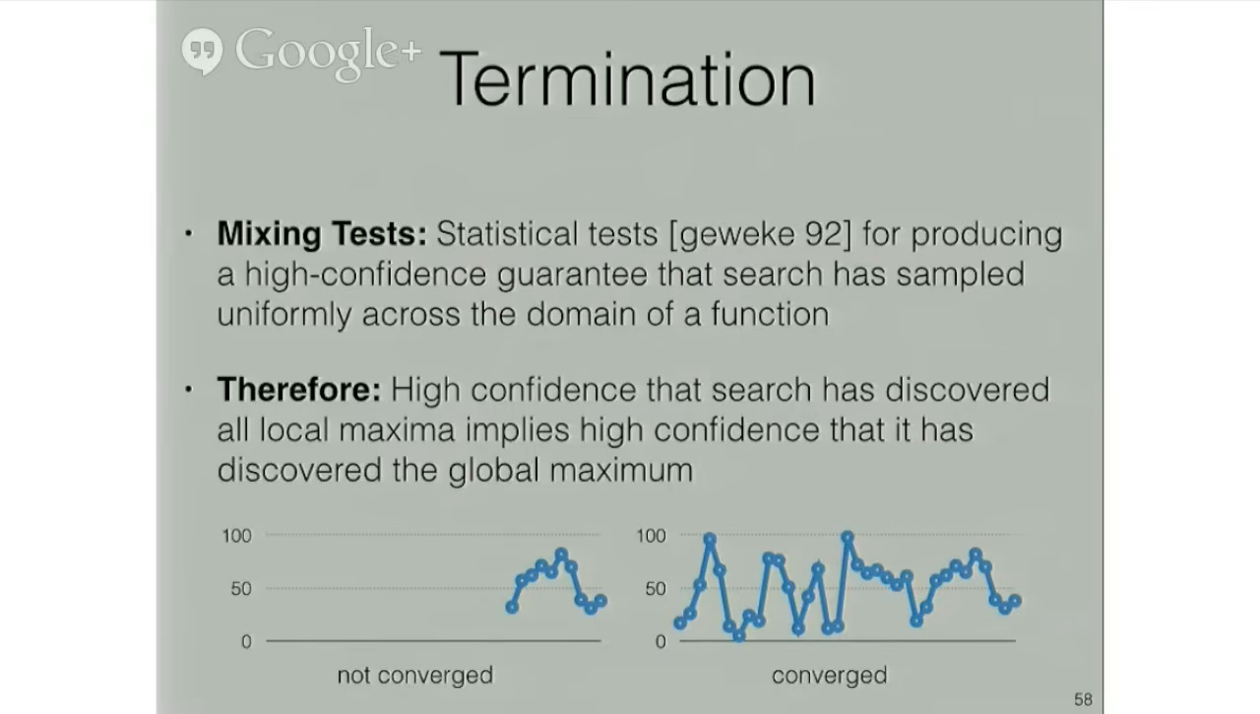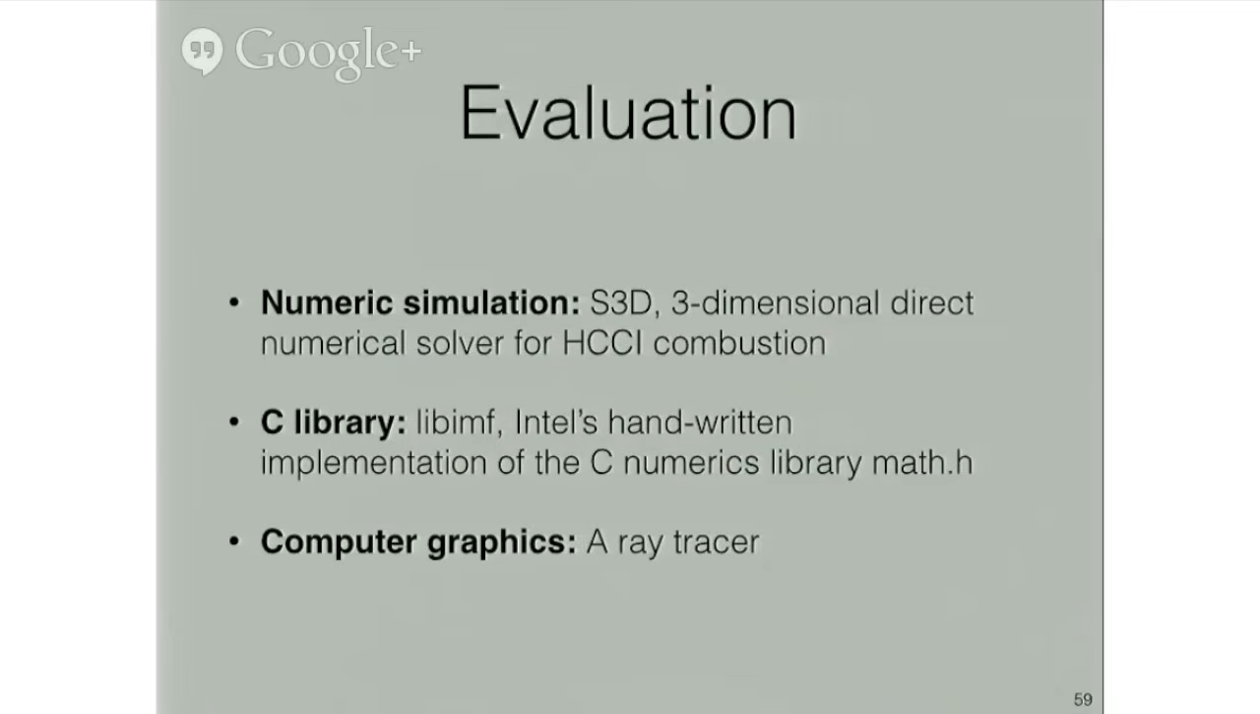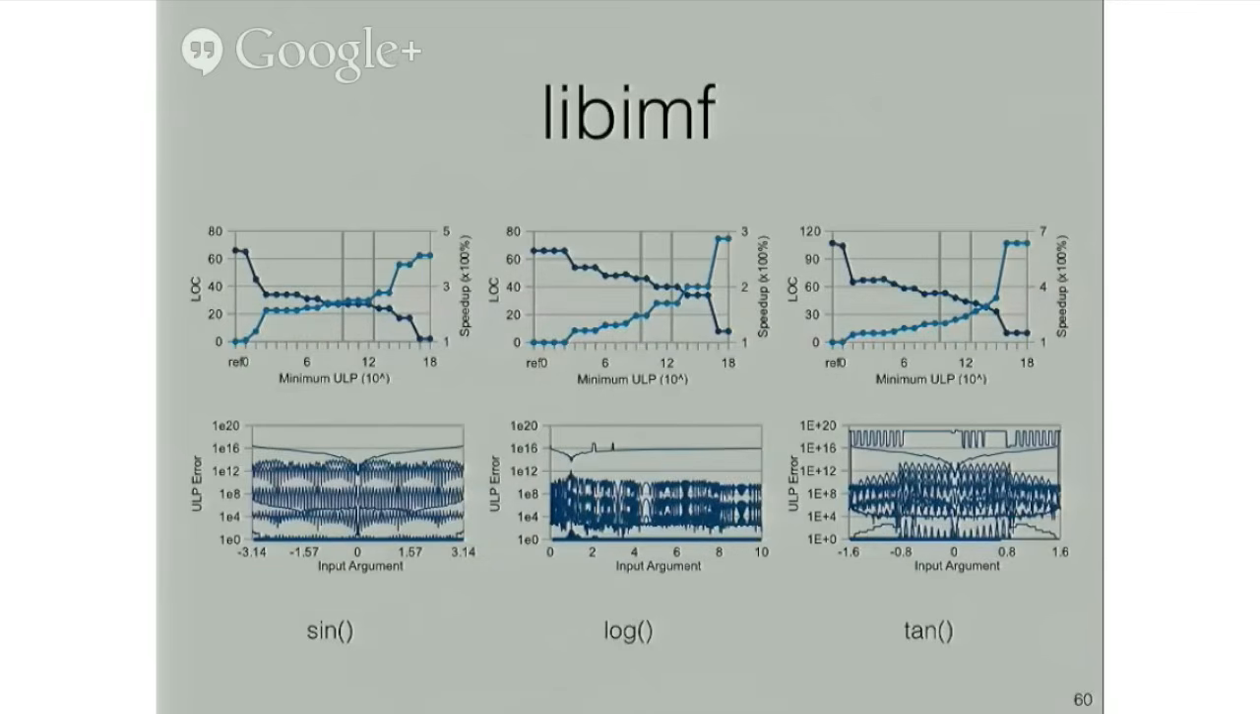So, in addition to the exponential kernel I just showed you, we also evaluated our floating point implementation on a high-performance implementation of the C numerics library and a ray tracer. And before I finish up, I'll quickly show you some of those results. I'll start out with libimf. This is Intel's implementation of math.h.